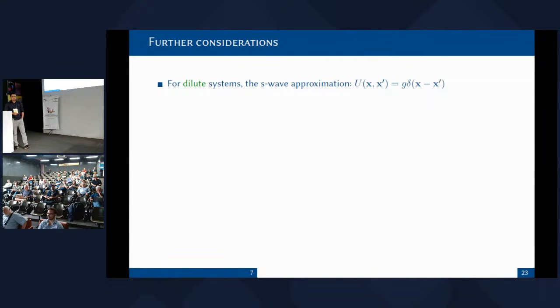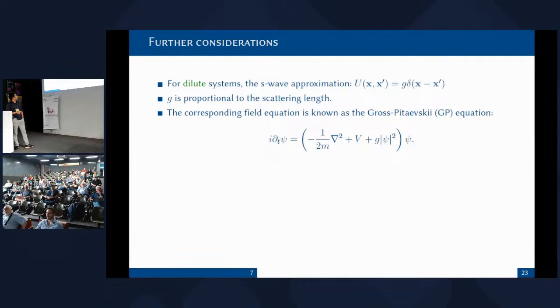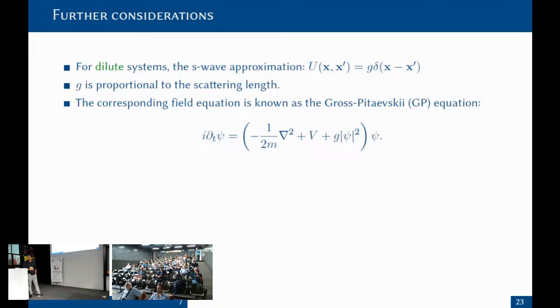Okay. So if we assume that our gas is very dilute, we can use something called the S-wave approximation, which amounts to taking the interaction energy proportional to a delta function. In this case, we say that we have a local condensate, a local interacting gas, and this g is proportional to the scattering length, but I won't enter the details here. They are not important for us. Being that the case, the field equation now becomes the well-known Gross-Pitaevskii equation.